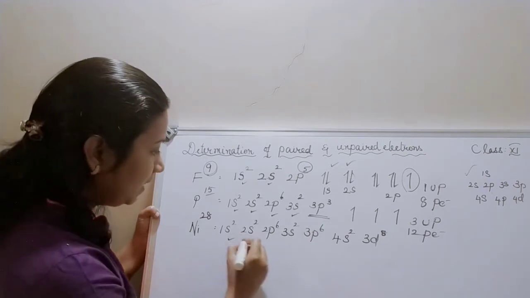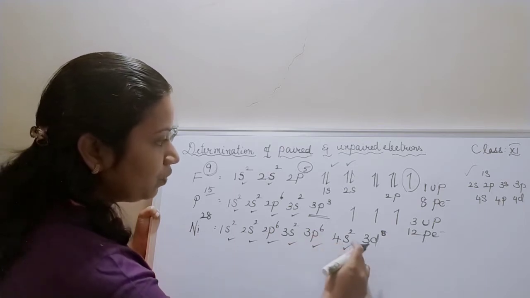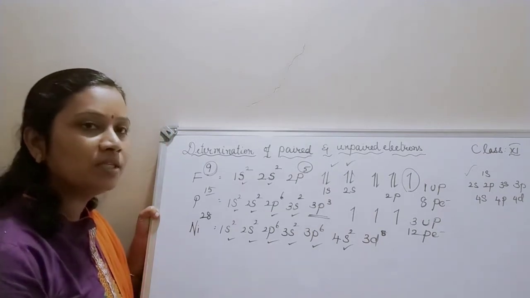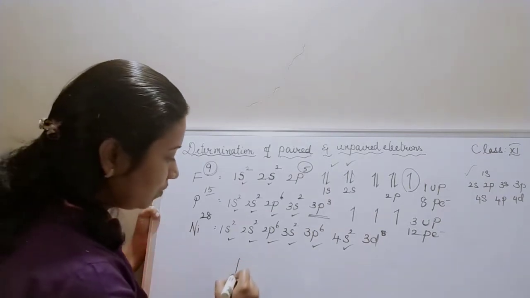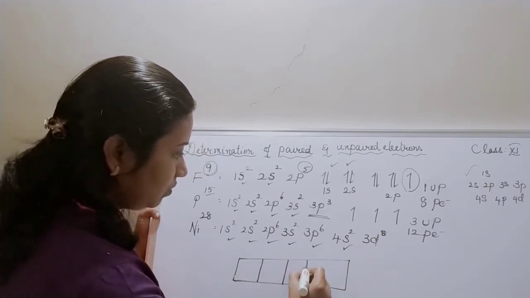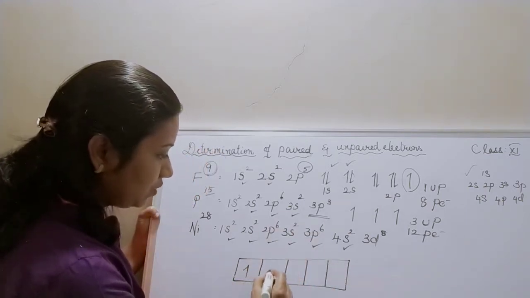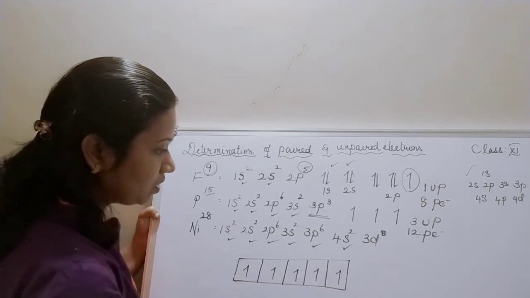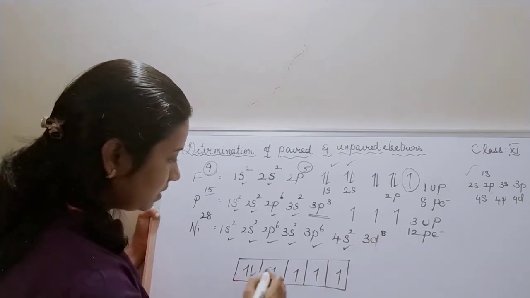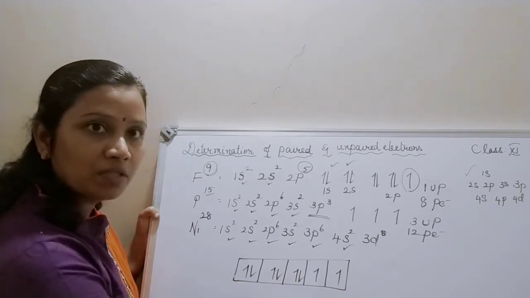Now let me check which are completely filled. The p orbital is completely filled, 3s2 completely filled, 3p6 completely filled, 4s2 completely filled. And moving to 3d8. How many subshells are present in D? It is 5. So it should be 1, 2, 3, 4, 5. Now as per Hund's rule, I am trying to fill one electron in each subshell. Now 1, 2, 3, 4, 5, 6, 7, 8. Okay children.